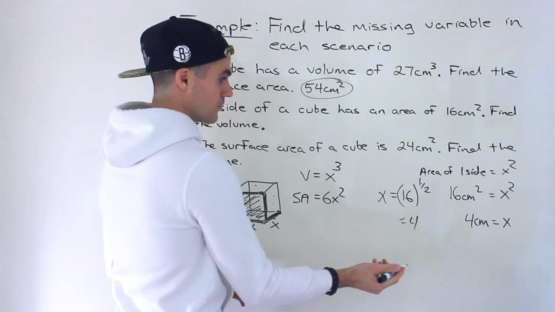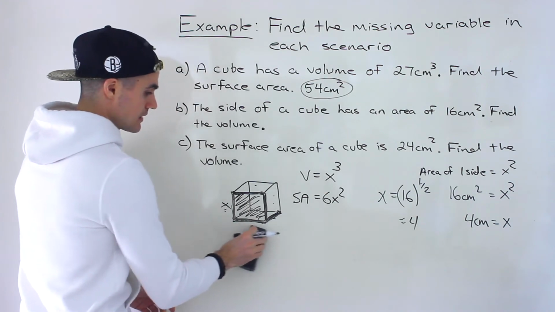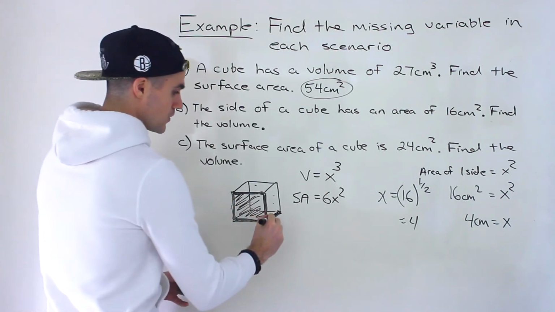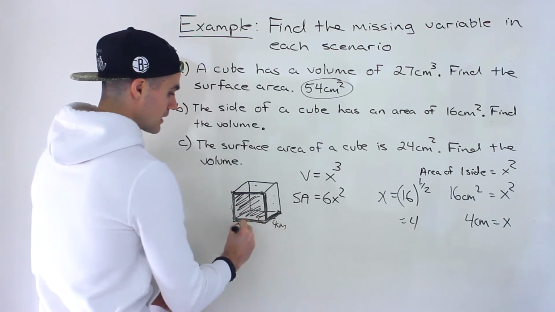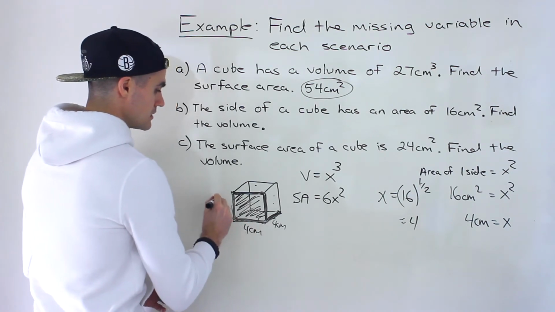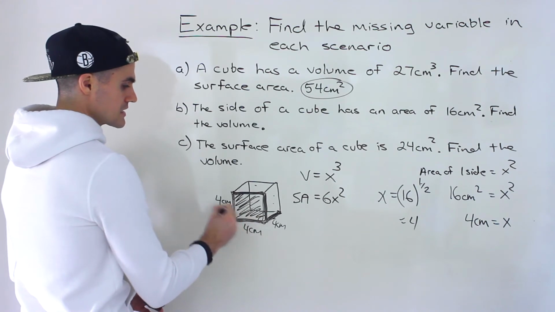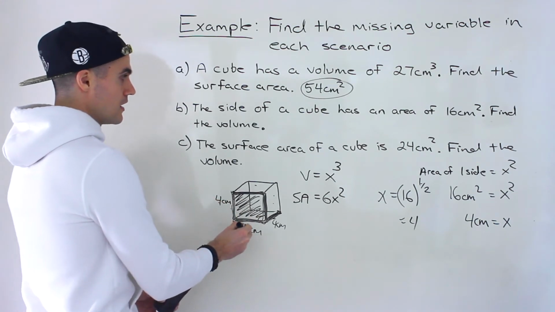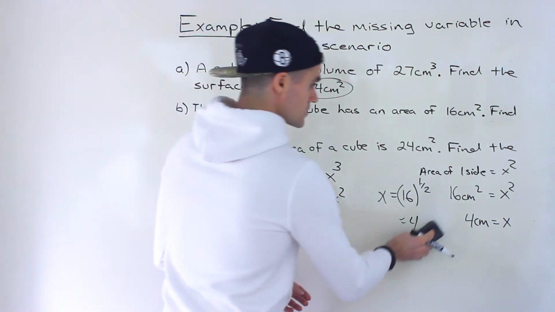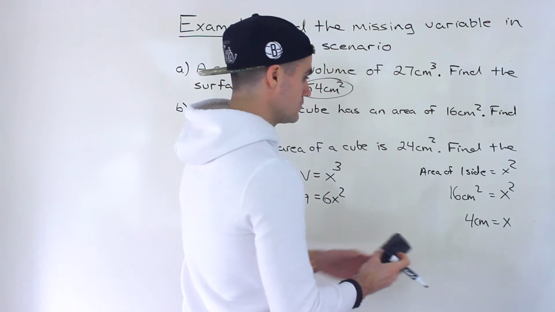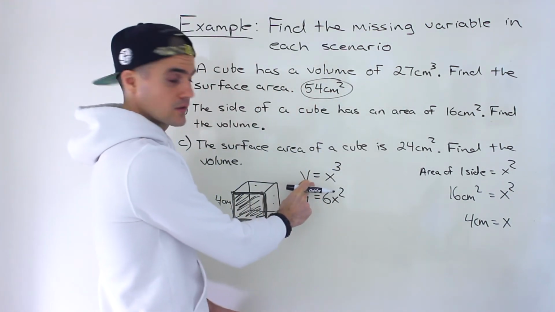So in this case, we're dealing with a cube that has a width of 4 centimeters, a length of 4 centimeters, and a height of 4 centimeters. So the area of one side is 16, 4 times 4. But now we have to find the volume. So now that we have that x value, we plug it in here into the volume.